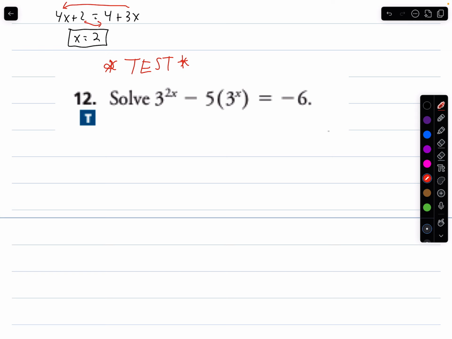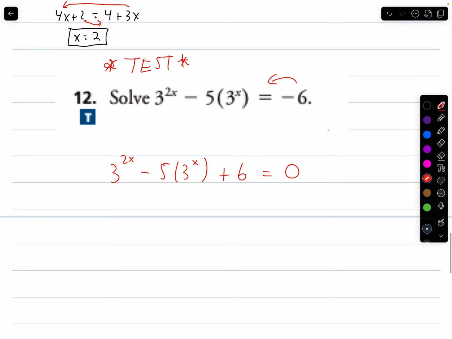So here we have 3 to the 2x minus 5, 3 to the x. And what I'm first going to do is bring the 6 over to the other side. So it's going to be plus 6 equals 0. Now here's what I'm going to do. I'm going to set this up as a quadratic equation, okay? And I'm going to show you how I'm going to do that. I'm going to say let a equal 3 to the x, okay? Let a is equal to 3 to the x.